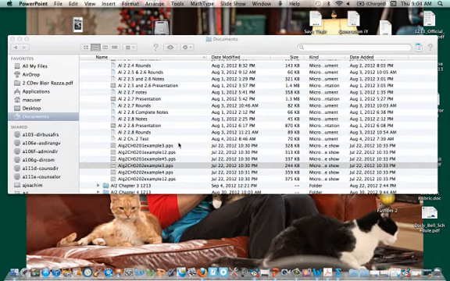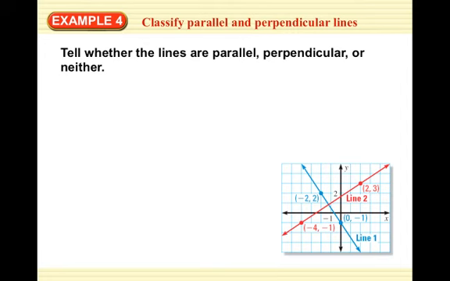Okay, we've got one more example, and it's about parallel and perpendicular lines. I know you've covered this probably in Algebra 1, and then you cover it in geometry, but it's a big concept and we need to talk about it.